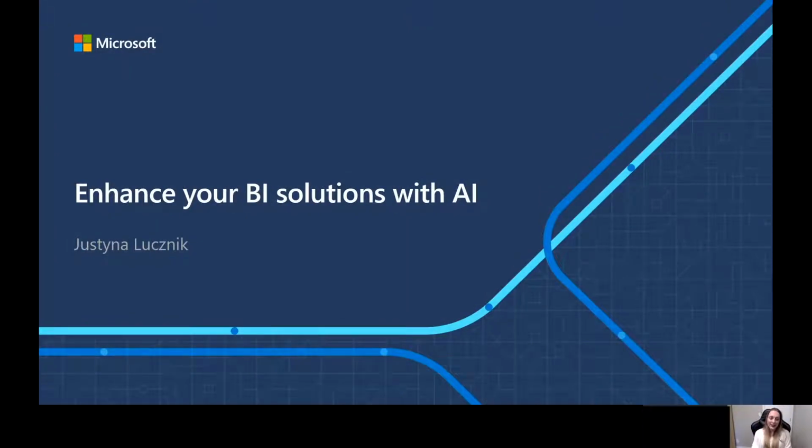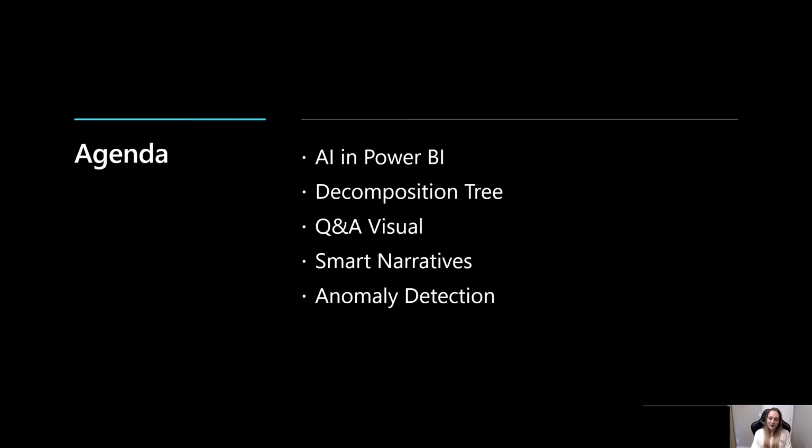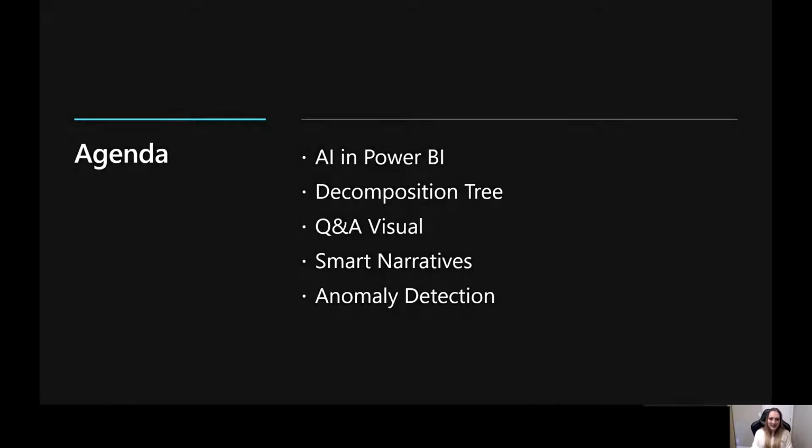And today we're going to be talking about how you can enhance your BI solutions with AI. So in terms of the agenda, first we're going to talk a little bit about what AI means in the context of Power BI, and we're going to look at the general landscape of things. And then we're going to talk about some of the new releases that we've had in Power BI when it comes to AI. So we're going to look at some of the new features that have come out, and we're going to really just do a lot of different demos. All right, let's go ahead and get started.